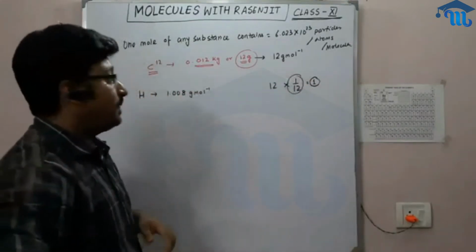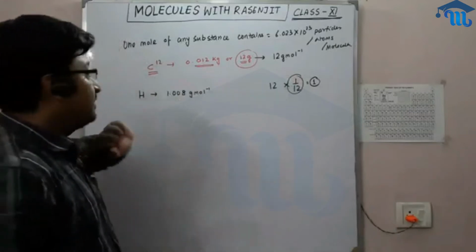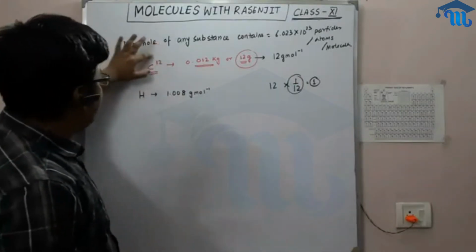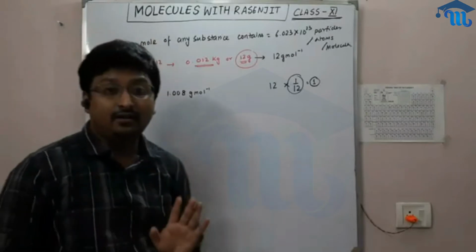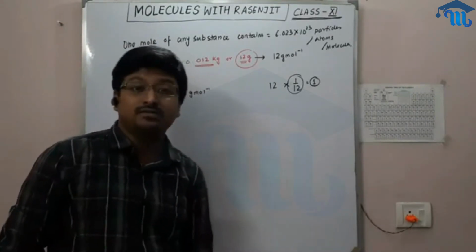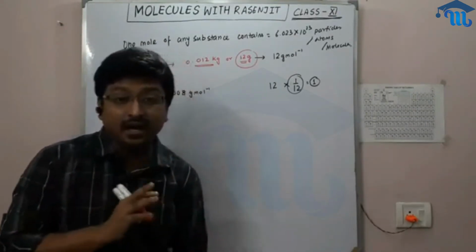But there is a reason, and that reason we will discuss later. Now this C12 is the current standard way to define the atomic mass of any substance.